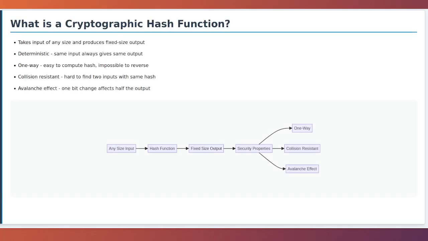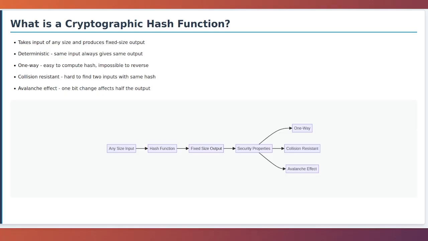What is a cryptographic hash function? Before we dive into SHA-2 specifically, let's establish what a cryptographic hash function is and why it matters. A hash function is a mathematical algorithm that takes an input of any size and produces a fixed size output called a hash or digest. Think of it like a fingerprint for data. Just as your fingerprint uniquely identifies you despite being much smaller than your entire body, a hash uniquely identifies data despite being much smaller than the original input.